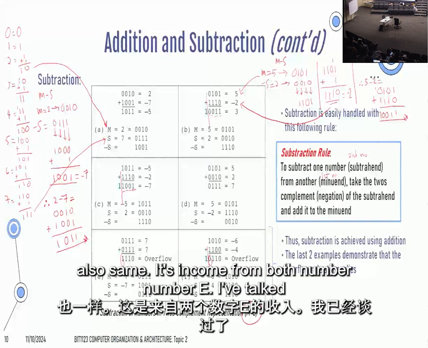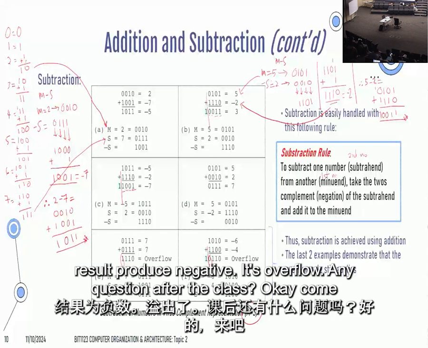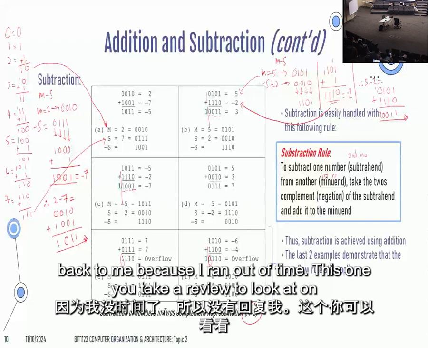It comes from the same, both number E, number E. I'm talking about number E. The first is a positive, the second number is also positive, but the result produced is negative. It's overflow. Any question after the class? Okay, come back to me because I'm running out of time.